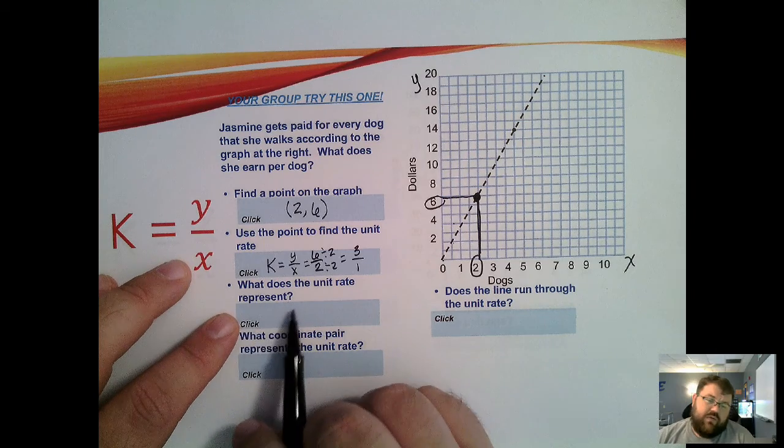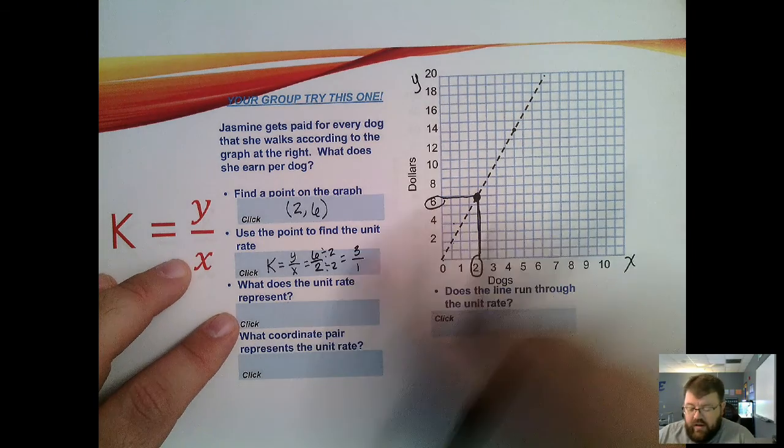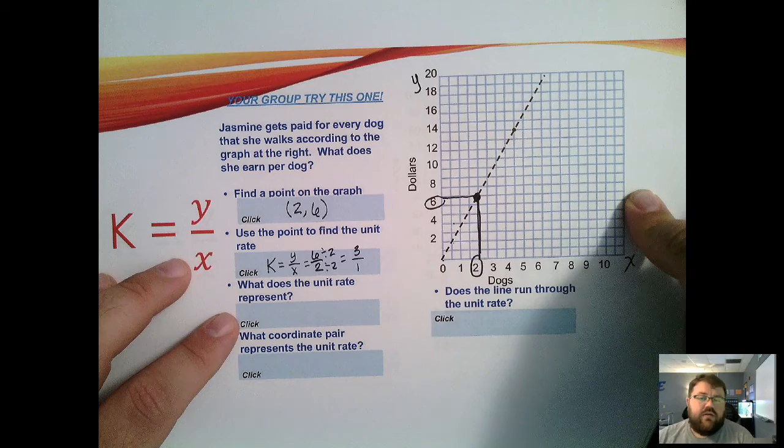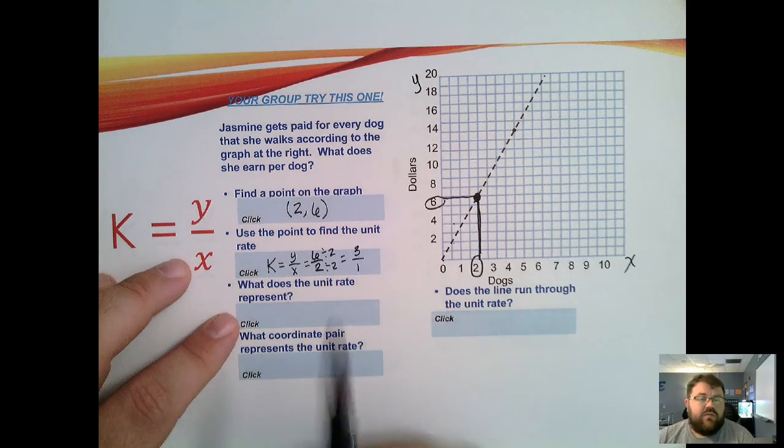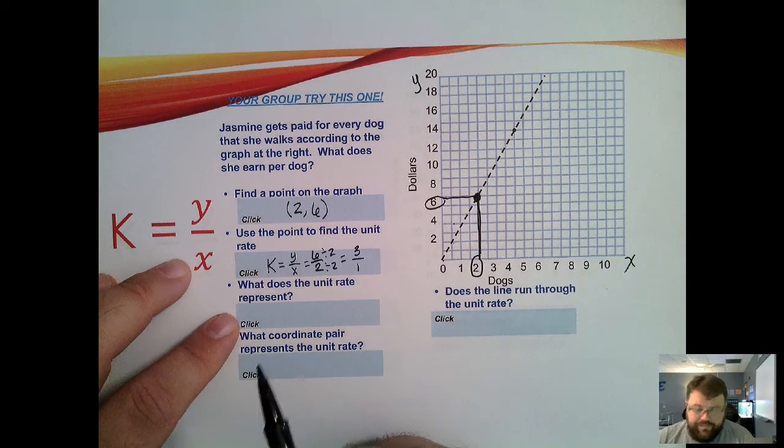What does the unit rate represent? So what does this mean in context of this graph? Pause the video and answer the questions.